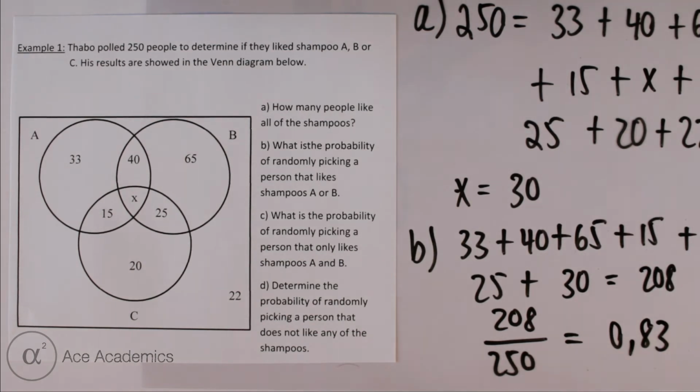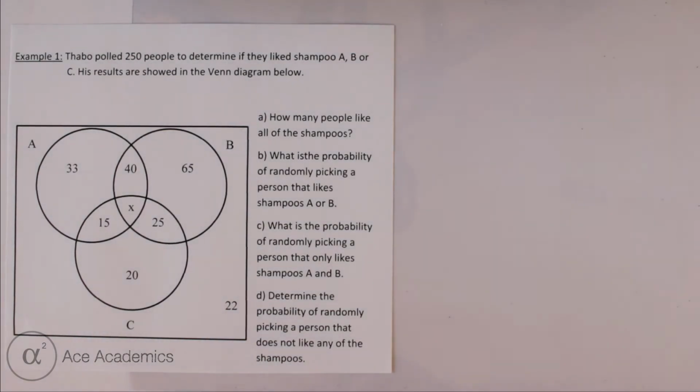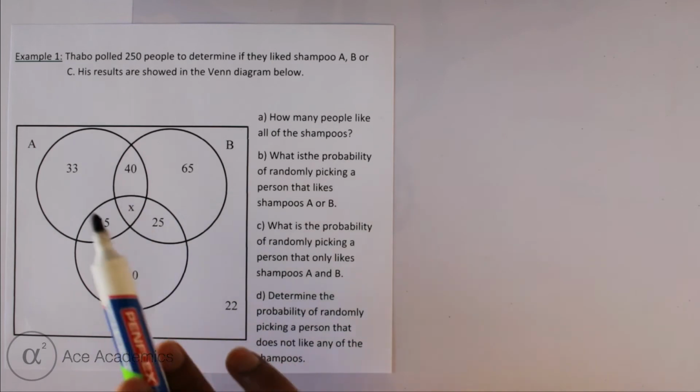Now, let's look at question C. Question C asks, what is the probability of randomly picking a person that only likes shampoos A and B? Now, it specifically says only likes shampoos A and B. So on the Venn diagram, which number indicates the people that only like shampoos A and B? It's the 40. 40 is where the intersection of A and B occurs.